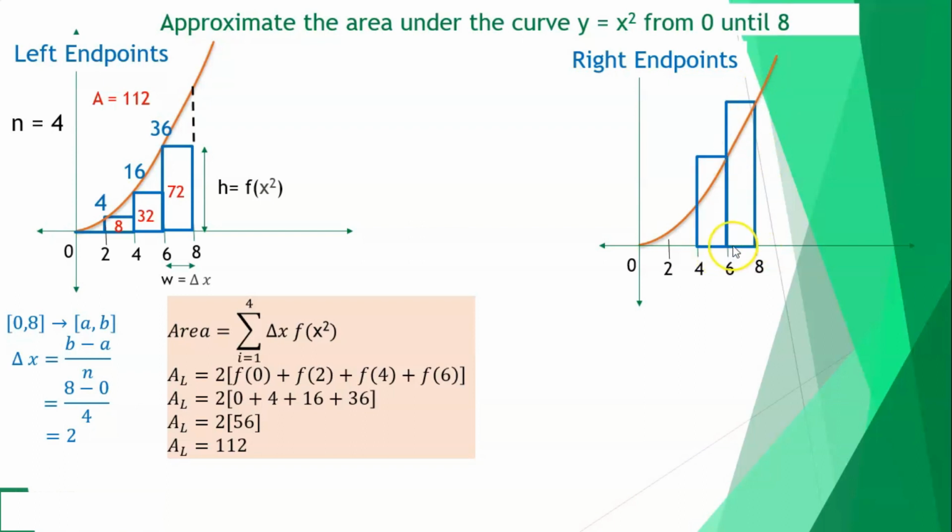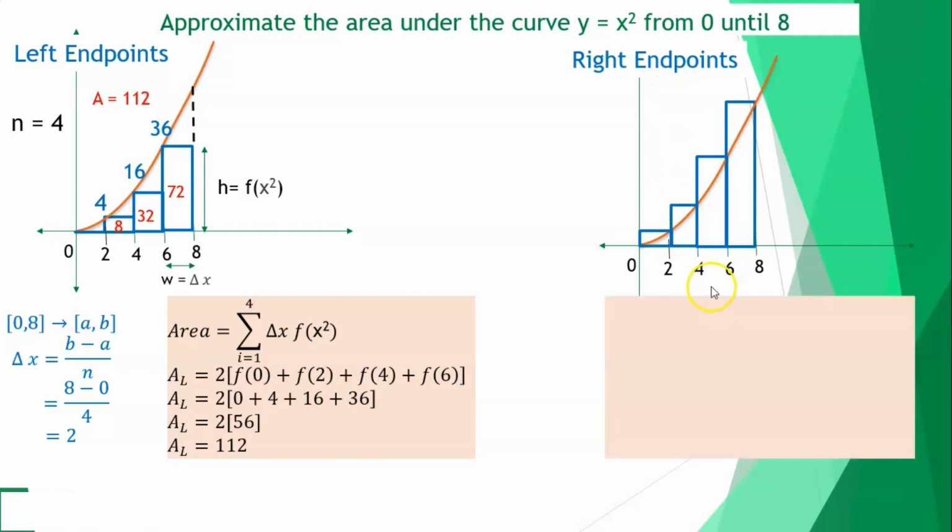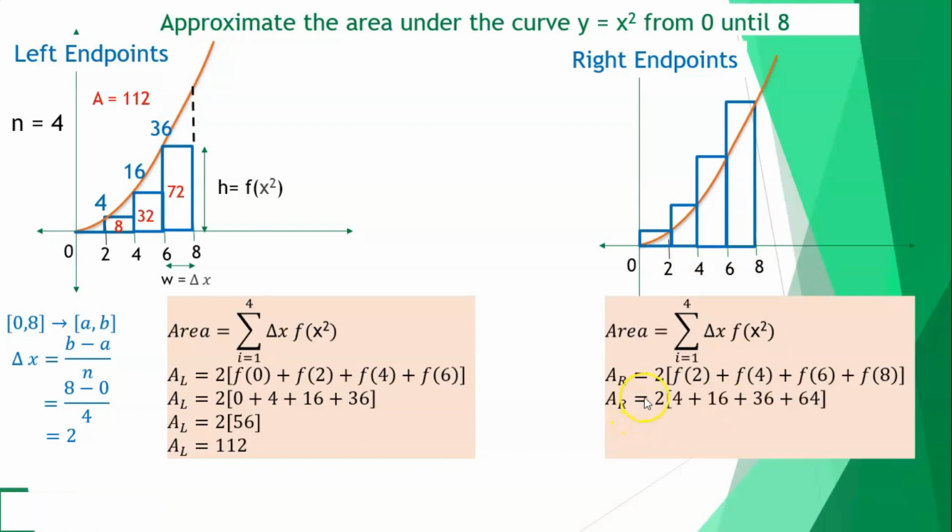For the second rectangle, we will have this, for the third rectangle this, and of course the fourth rectangle. So this is the right endpoint. The same thing, our width here is 2, and our height is still x squared. So that would be the summation of the change in x times f of x, where i starts from 1 until 4. So the area of the right endpoints: again, our width is 2, so we will have f of 2, f of 4, f of 6, and f of 8. So 2 squared is 4. 4 squared is 16.